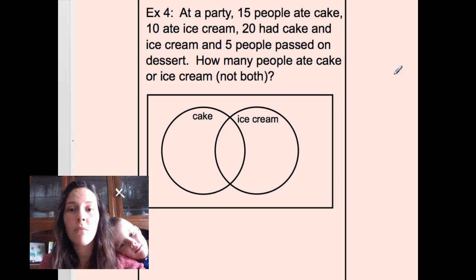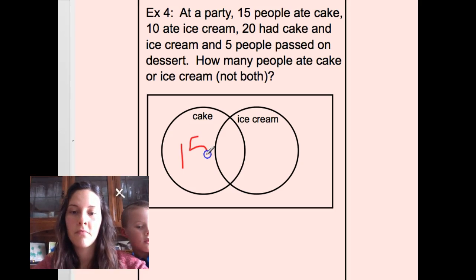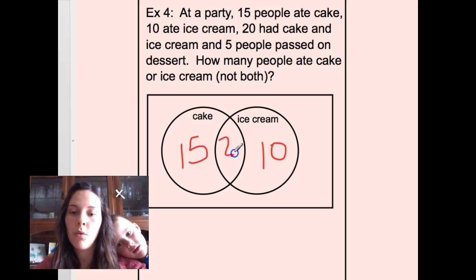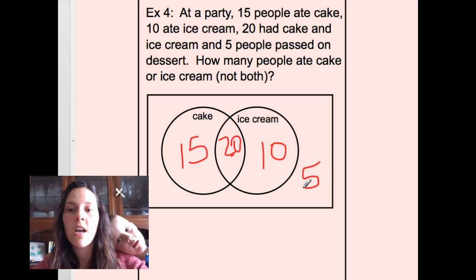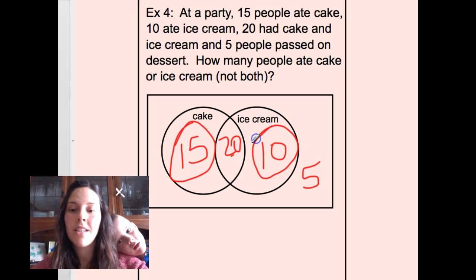All right, now we're just going to do a couple of application problems with Venn diagrams, and then we're going to wrap this video up. So we're at a party. So 15 people ate cake, 10 people ate ice cream, 20 people had both, and then 5 people chose to have no dessert. So the question is, how many people ate cake or ice cream? So we can see quite easily on our Venn diagram, we have 15 plus 10 for a total of 25 people had one item or the other.